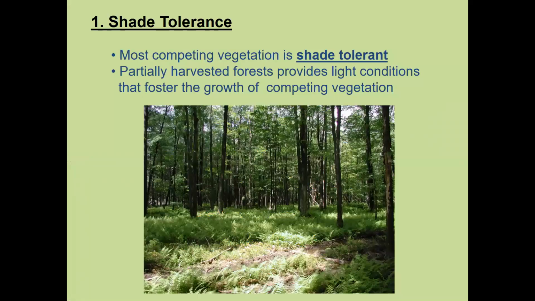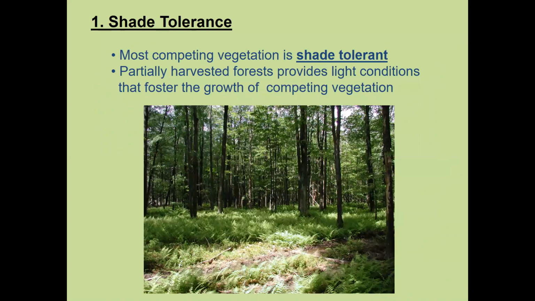So, shade tolerant. Most competing vegetation is shade tolerant. And over the last 100 years, following that heavy harvest at the turn of the last century, these stands will already have a lot of these species well developed in those understories. But also, a lot of the harvesting that we've been doing in the last few decades has been partial harvest. And partial harvest, as you can see in this image, has just a pocket of sunlight that'll reach the forest floor. And throughout the day, that little patch of sunlight will move across that forest floor.